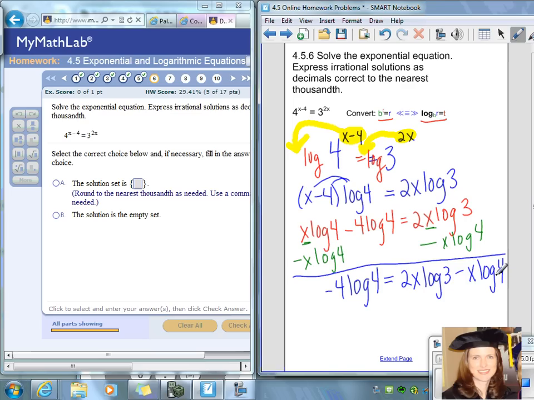We want to get the x by itself. Notice we have an x here and we have an x here. We are going to factor out the x. The left side we're going to keep as negative 4 log 4 equals, and we're going to factor out the x. When you factor out the x, you get 2 log 3 minus log 4.